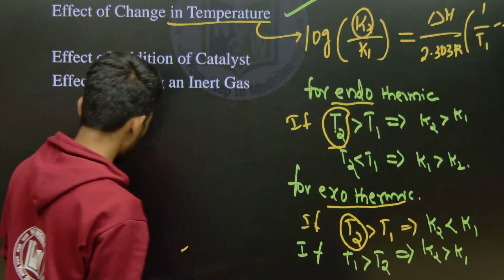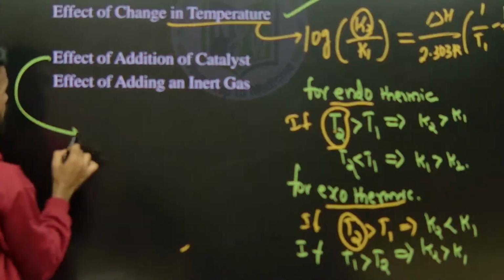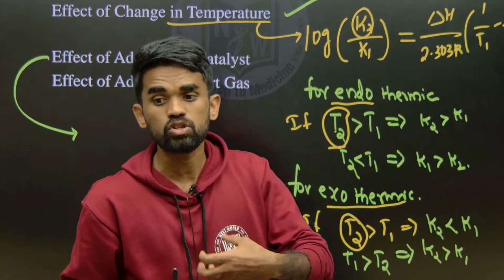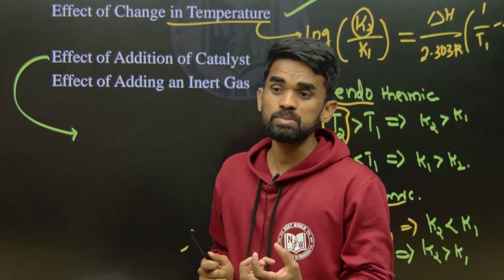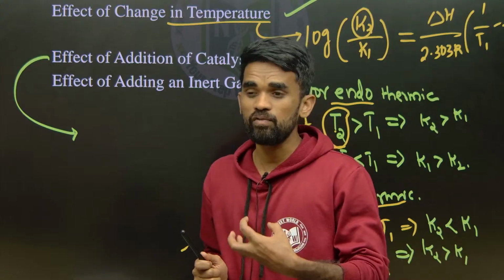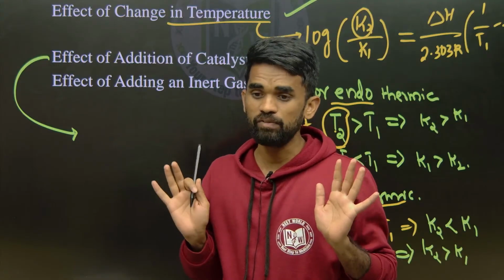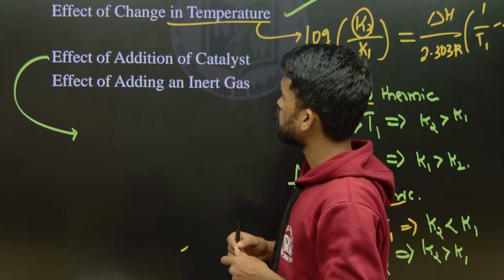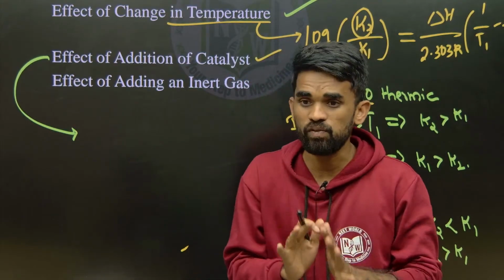Next, addition of catalyst. See, a catalyst will make the reaction happen sooner. It means it helps to attain equilibrium much faster, but there is no net effect on the equilibrium. It makes the reaction happen faster, that's it.